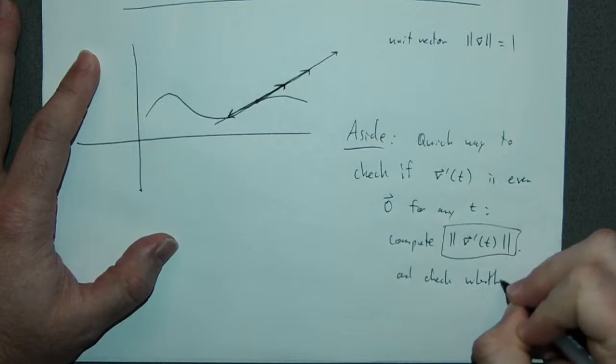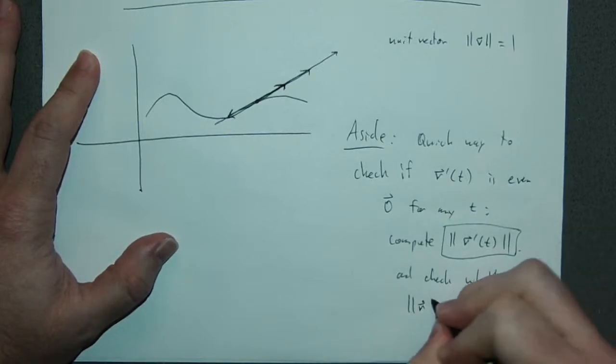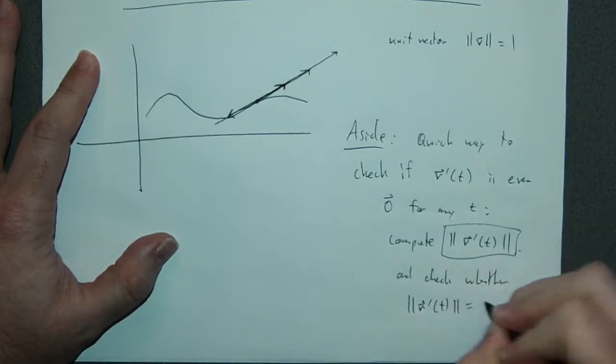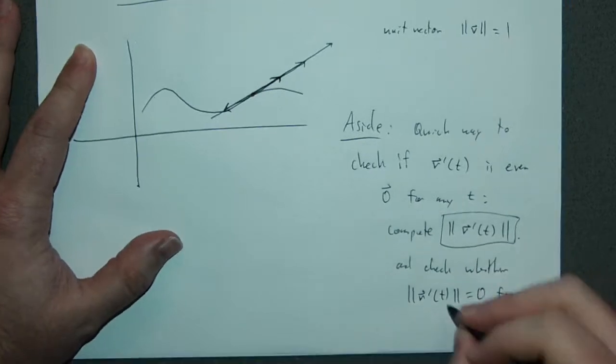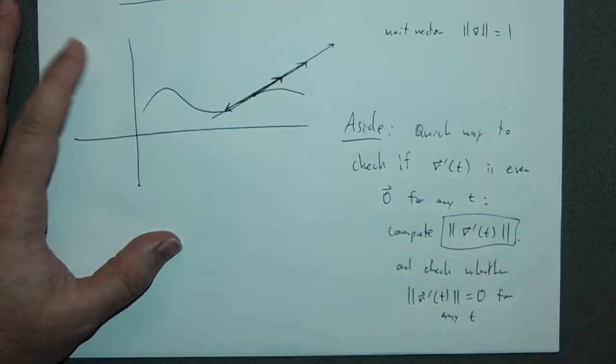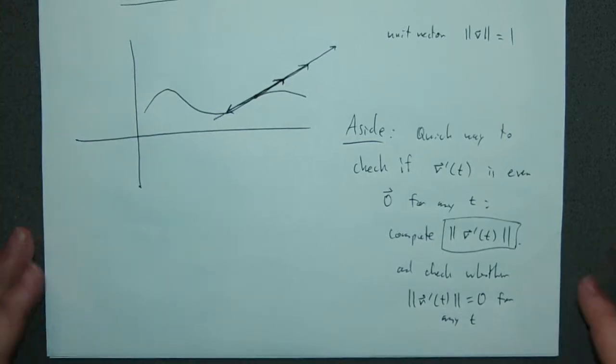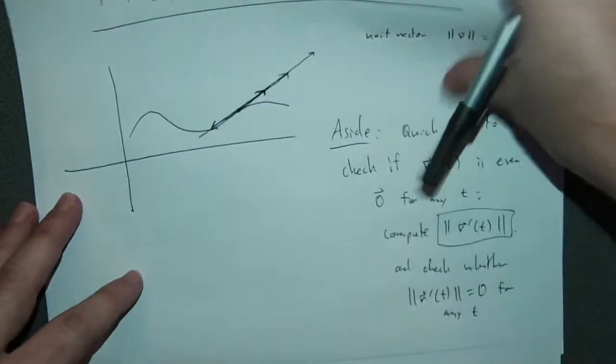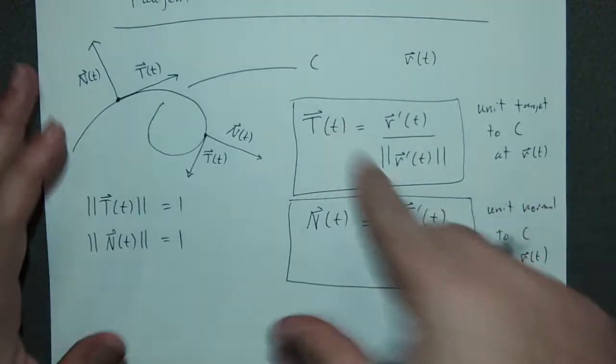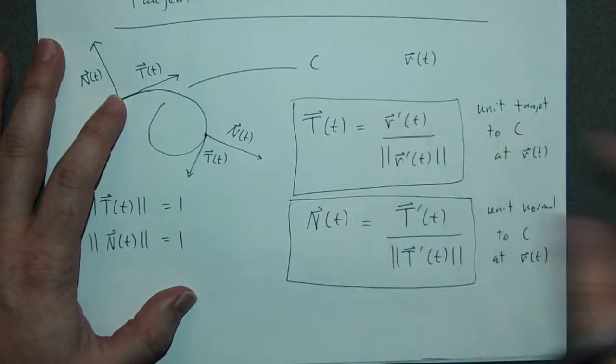whether the length of r prime of t is equal to 0 for any t. If it is, then the curve in question is not smooth. Now that's important because, as I said, our tangent vector is defined specifically in this way: r prime of t divided by the length of r prime of t.